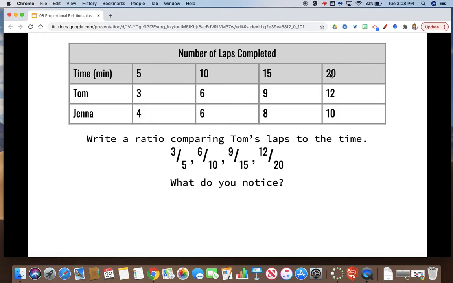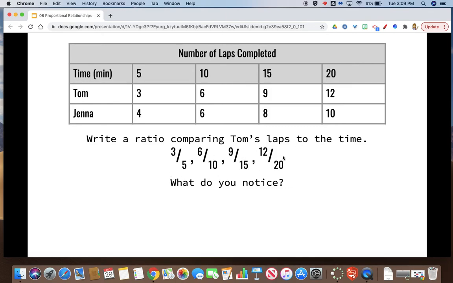So with Tom's laps compared to time, we see that we have a constant rate. How do we know that? All of these fractions can simplify back down to our 3/5. Because look, to get from 3/5 up to 6/10, we just multiplied both of those by 2. So if we divide those both by 2, we get back down to 3/5. Well, what about 9/15? Can we get back down to 3/5 with 9/15? Sure, we can divide both of those by 3 to get down to 3/5.